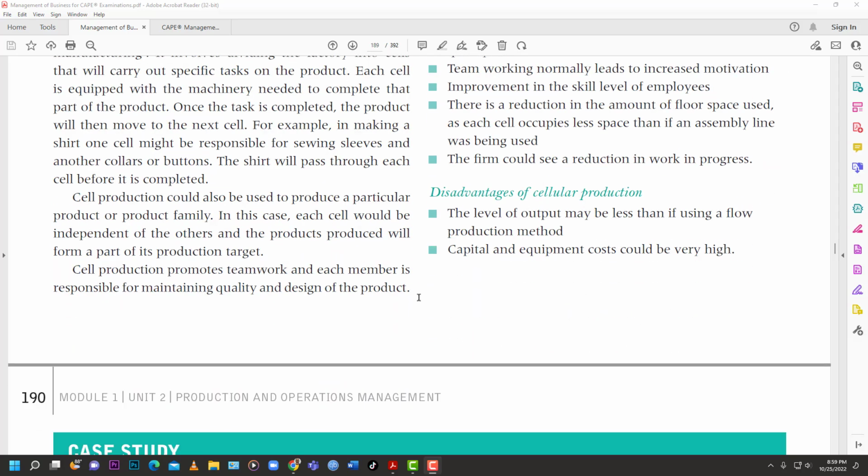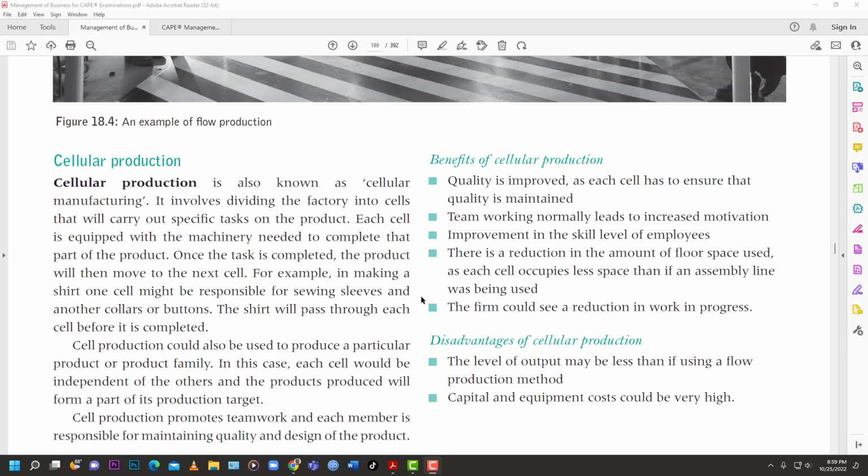The last one is cellular production. So basically, production in cells. So you produce an item in different cells. So you might have a flow space, this section for this part of the product, that section for that part of the product, that section for that part of the product, different cells.